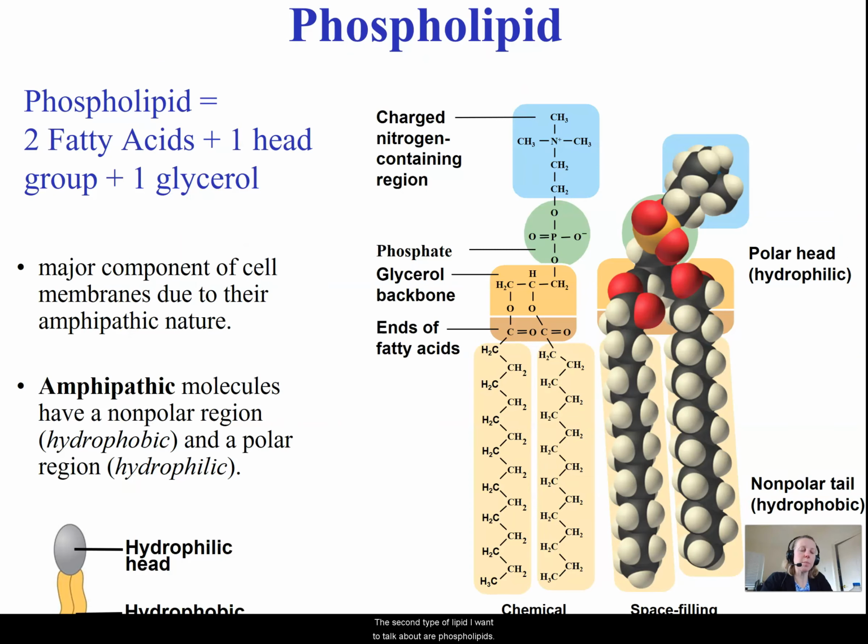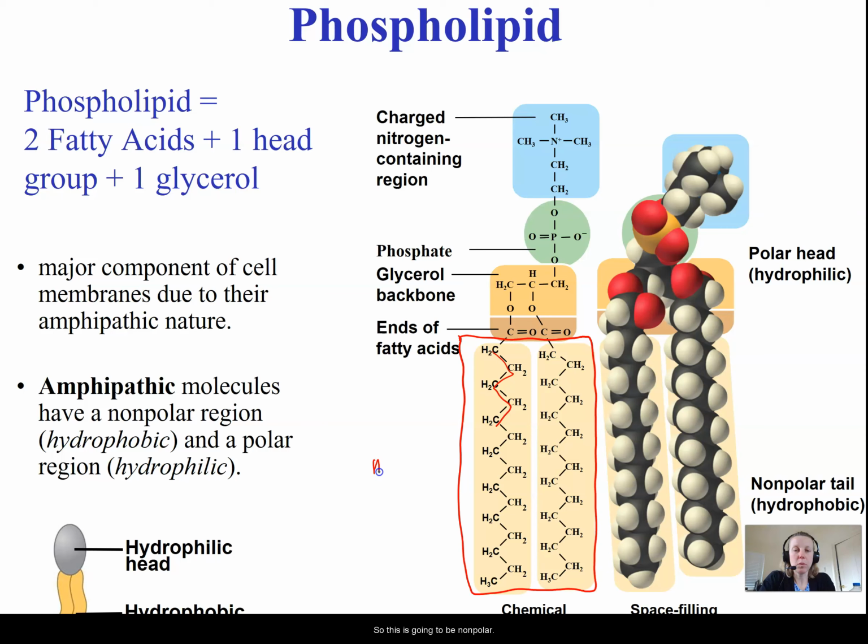Right, the second type of lipid that I want to talk about are phospholipids. All right, so phospholipids are composed of two fatty acids. You can see those two fatty acids right down here. Here's their structure. Again, they're going to be primarily hydrophobic because they're made of just carbons and hydrogens. So this is going to be nonpolar.